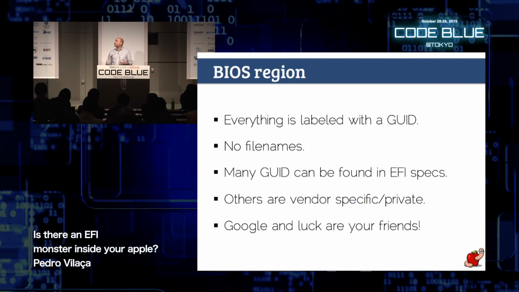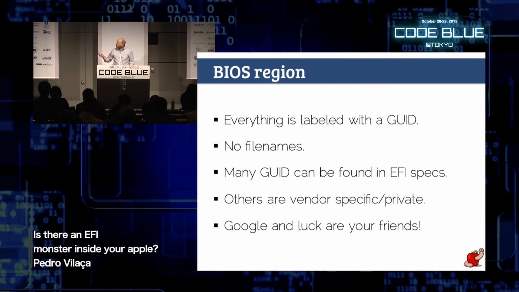So when you are reverse engineering, you don't have any names. You have to translate that yourself. The content of most of those GUIDs you can find in the EFI specs. This is where you download all the manuals and then use the PDF search to find the GUID and see what it means.